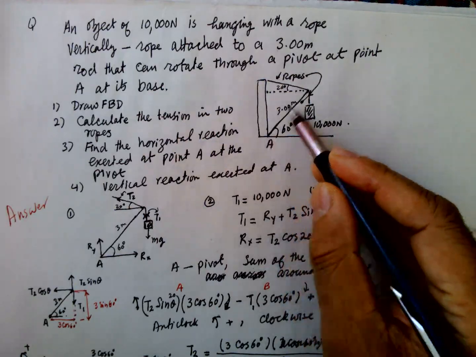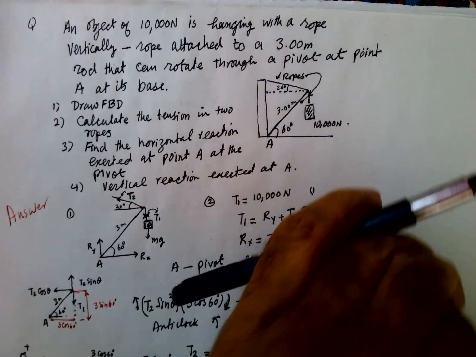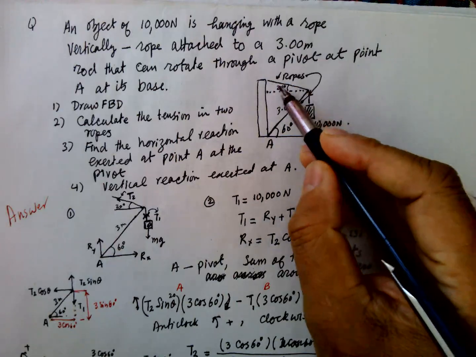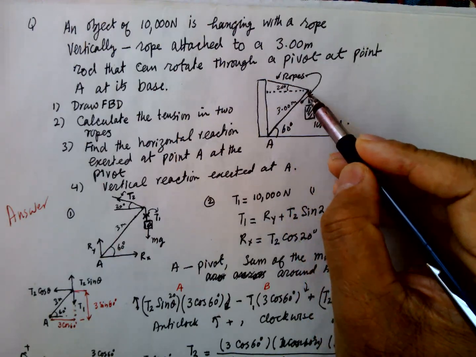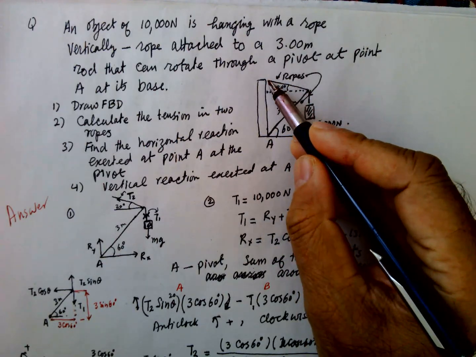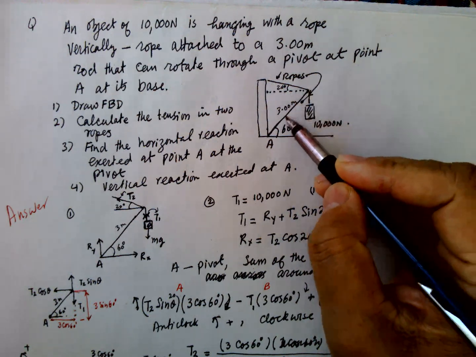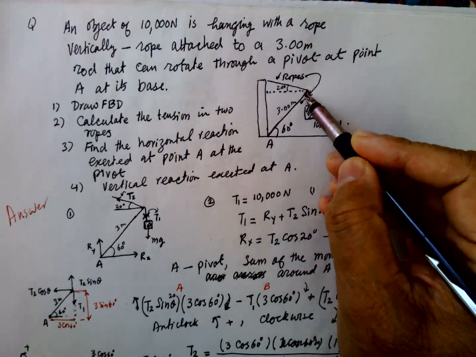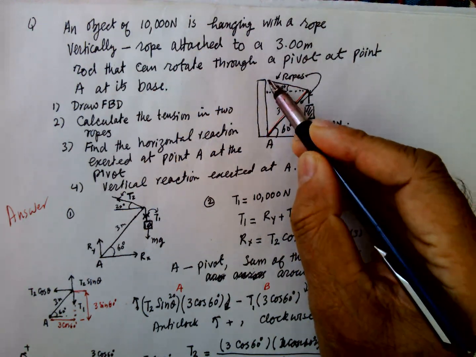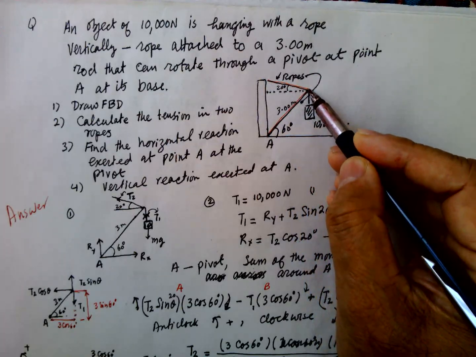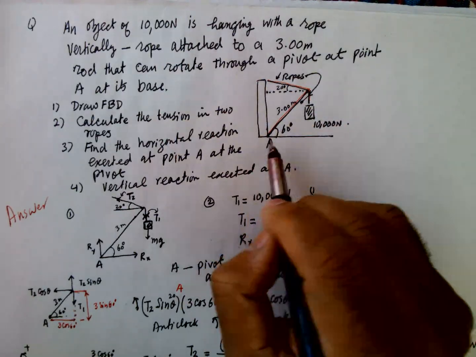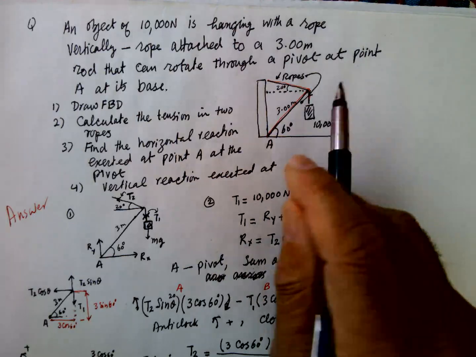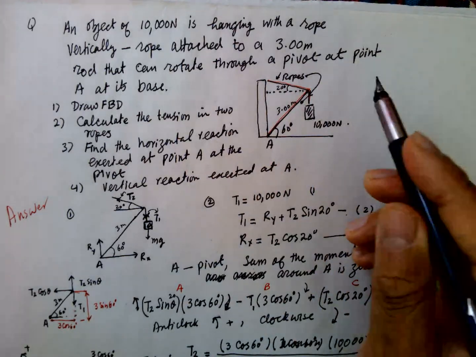This is the point A. This is the rod. It can rotate. And the rope is attached. So this is the rope. This is attached. This is a rod and this is a rope, and that rod can rotate.